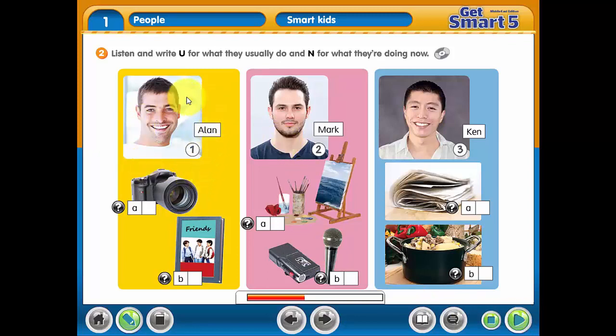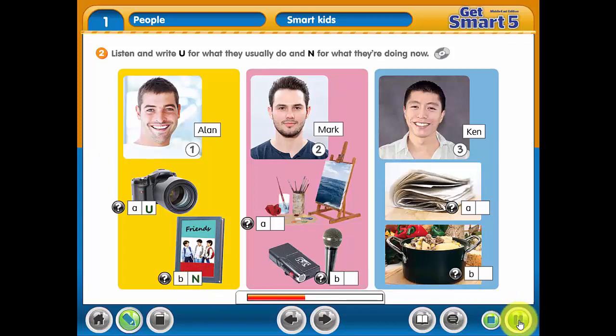For Alan, he said at the beginning what he does, his job: photographer. Yes, that's right. As he is a photographer, the usual, normal thing he does regularly is taking photos, not reading books. So he usually takes photos, but now he's reading a book. But now he is reading a book.